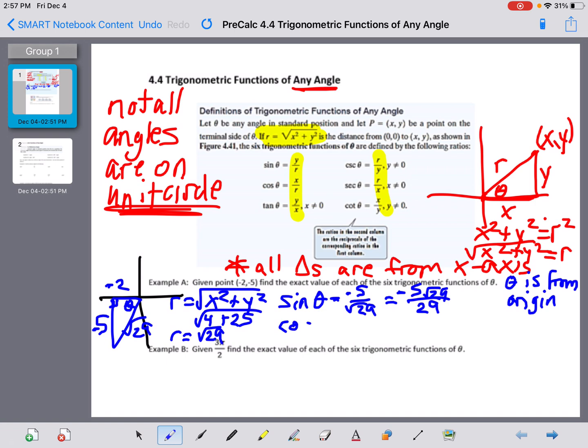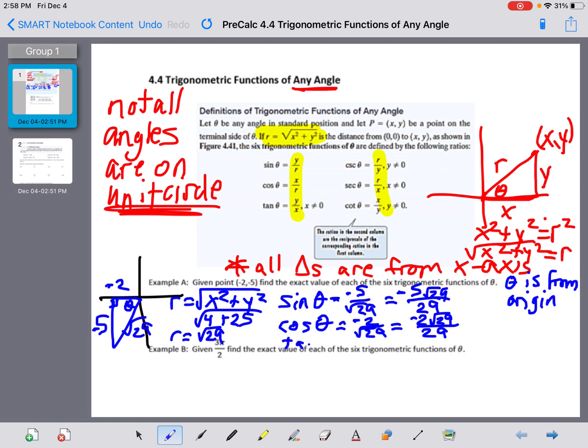Okay, so cosine. Same angle, adjacent over hypotenuse. Adjacent to that angle is -2. I'm going to keep the negative on it because cosines in the third quadrant are negative. Hypotenuse is square root of 29. I need to rationalize. I get -2 square root of 29 over 29.